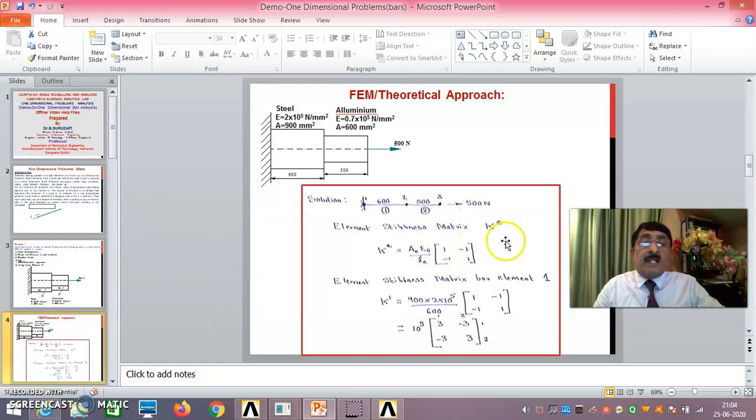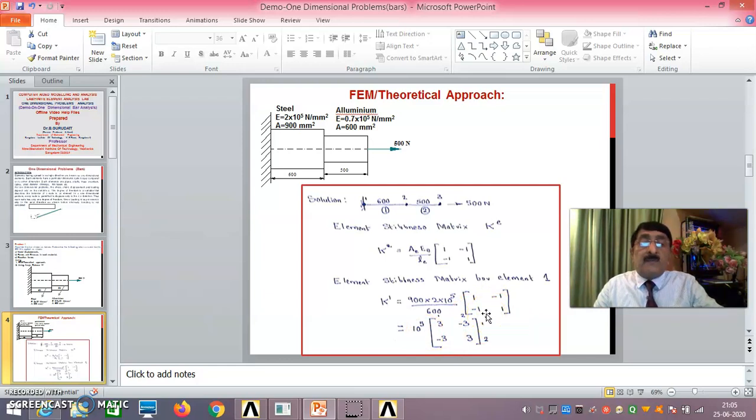Okay, the element stiffness matrix, that is K element, is given as AE by L times the matrix 1 minus 1, minus 1 1. Okay, element stiffness matrix for element 1. These things you already know in FEM theory. I'm just repeating. For K1, for steel, A is 900, E is 2 into 10 to the power of 5, divided by length 600, times 1 minus 1, minus 1 1. If you simplify, you get 10 to the power of 5, 1800 by 600, no, 3 you get. So 3 minus 3, minus 3 3. Okay, 10 to the power of 5 is common. In that way, you have done this.